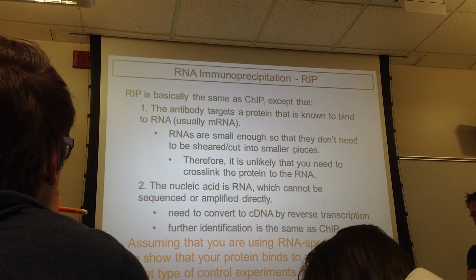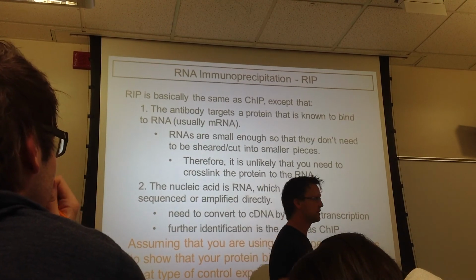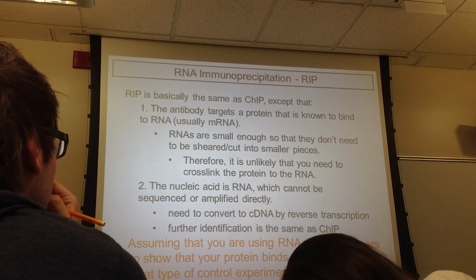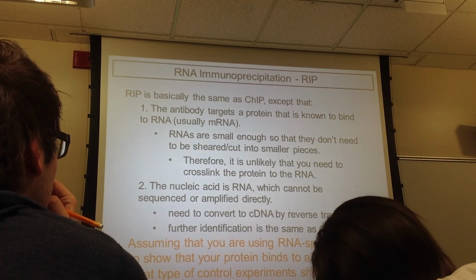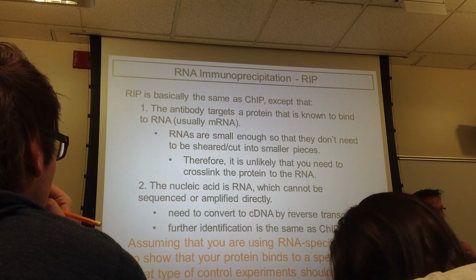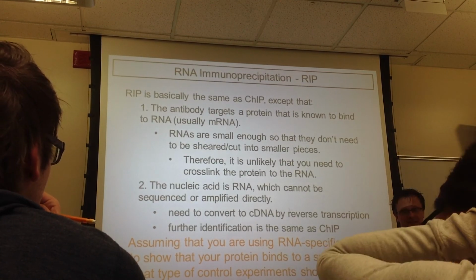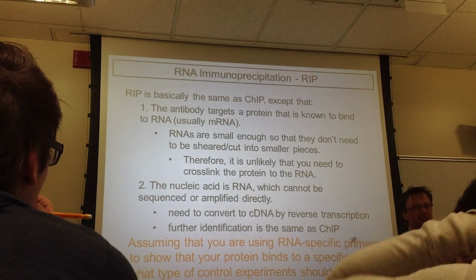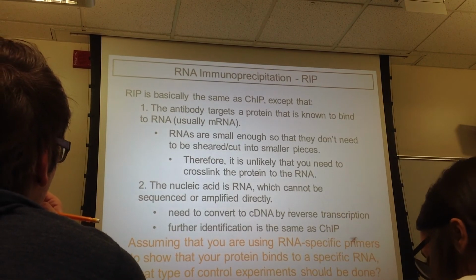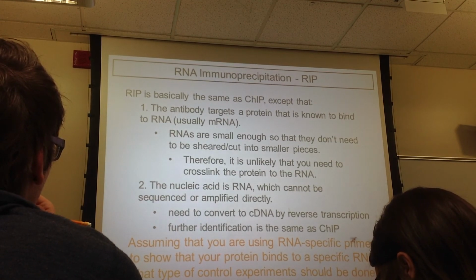So you usually want to use an antibody that targets some protein that you either know or that you suspect binds to an RNA. Most frequently, this is mRNAs. And the nice thing about RNAs is they're small enough that we don't have to worry about this whole shearing or cutting up of them. And they're also soluble, so they're going to just take the cell extract and all the RNAs are going to be there. So it's unlikely that you have to cross-link a protein to the RNA. Sometimes that is still done because some protein-RNA interactions are pretty transient, and so you might want to take a snapshot in time.